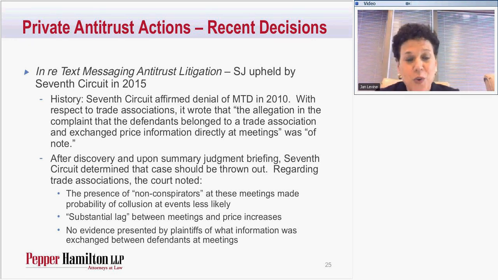Regarding the trade associations, the court noted three aspects. The presence of non-conspirators at these meetings made the probability of collusion at the events less likely. There was a substantial lag between the meetings and price increases, so this idea that you could infer that an agreement or a conspiracy took place was really unavailing. And, at the end of the day, there was no evidence presented by the plaintiffs of what information was even exchanged between the defendants at the meeting. So this is an example of, regardless of what's in a complaint, after a full record and you drill down, evidence of an agreement was really simply just not there.